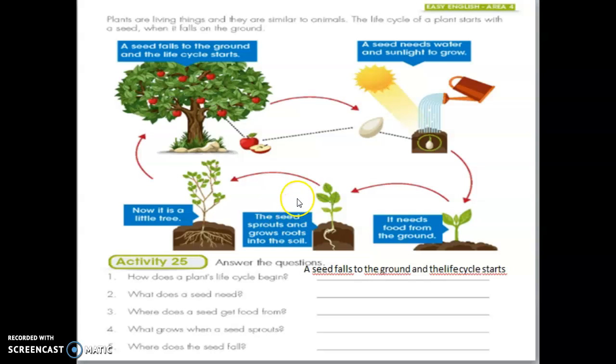In this part, you're gonna answer the question. You got the picture here that is going to guide you, okay? In the number 1 says, how does a plant's life cycle begin? Look at the picture, as it falls to the ground and the life cycle starts. Then this is the answer, as it falls to the ground and the life cycle starts, okay?